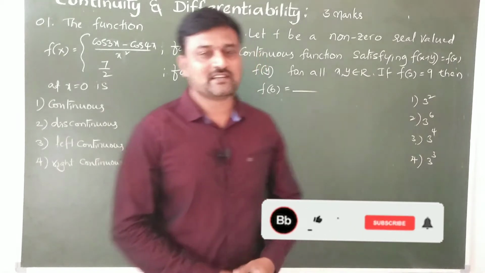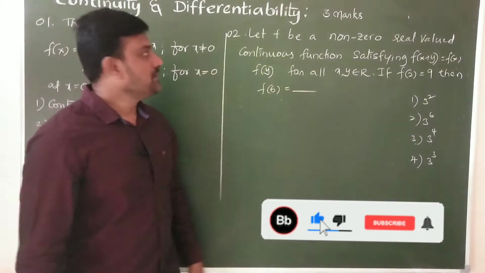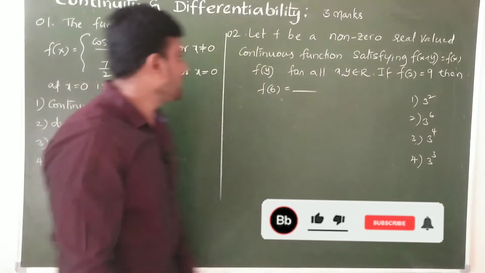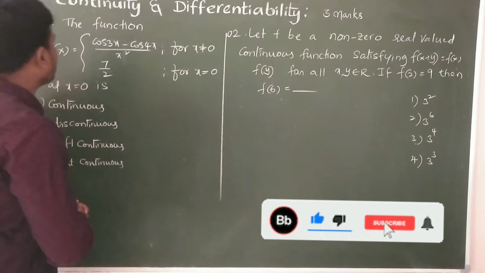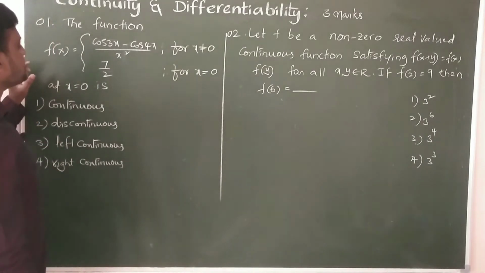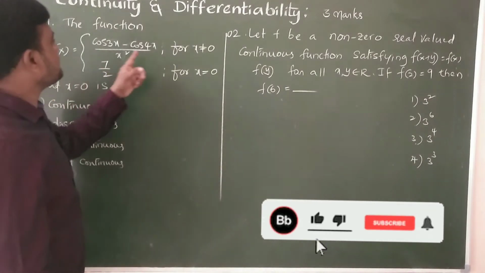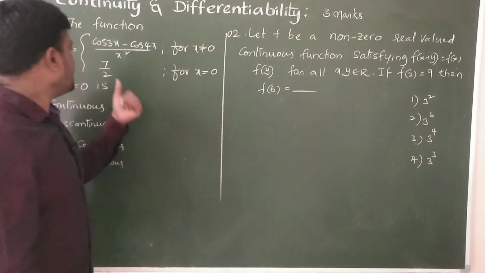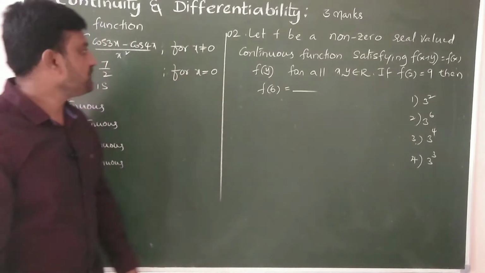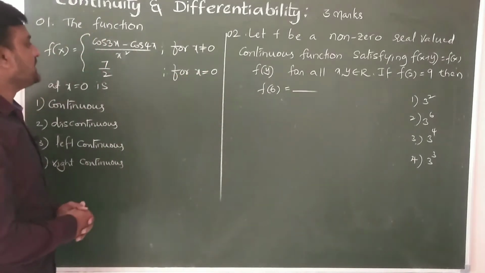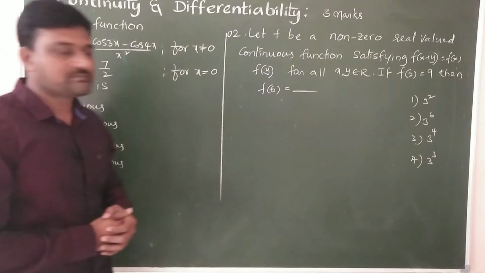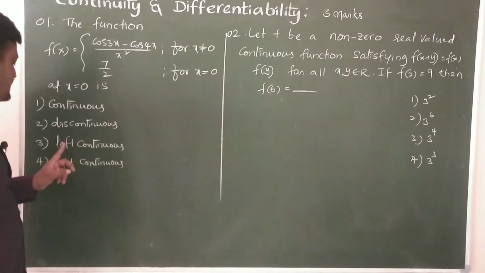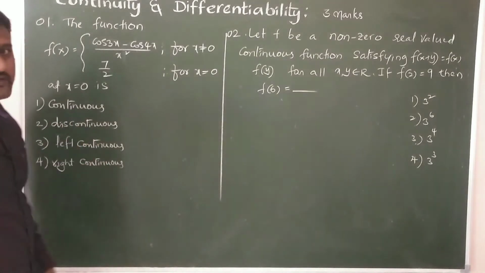Our next topic is continuity and differentiability. We will guess 3 marks for 3 questions from this topic. Let the function f of x equal cos 3x minus cos 4x by x square for x not equal to 0, and 7 by 2 for x equals 0. Now let us check the continuity at x equals 0. The options are continuous, discontinuous, left continuous and right continuous.